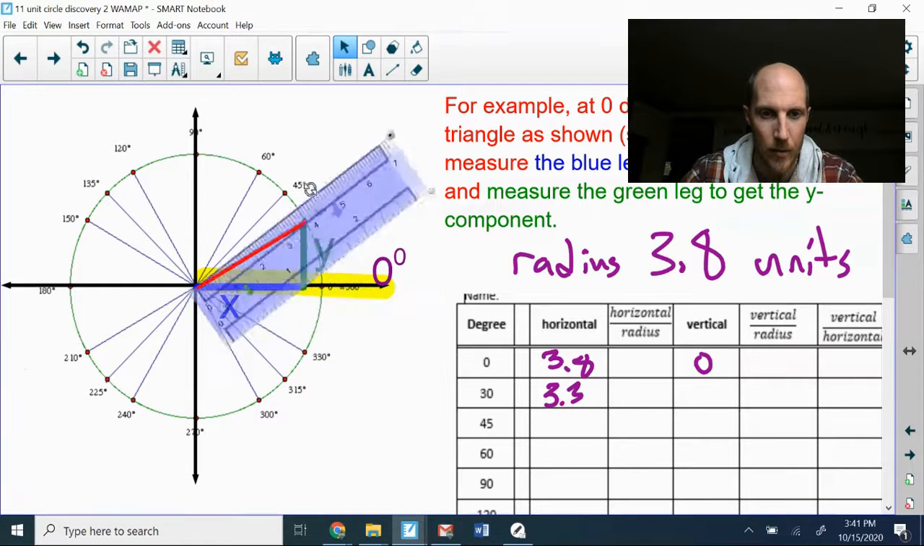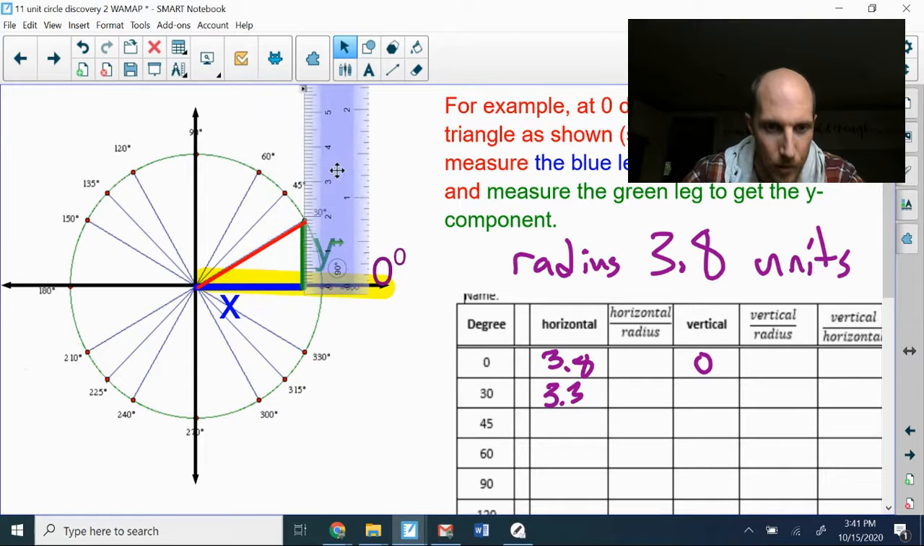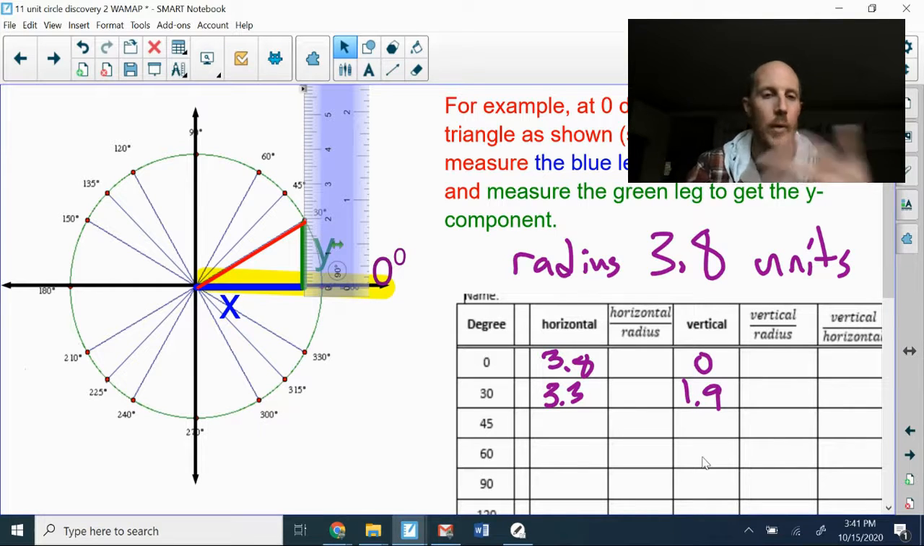And then I'm going to have to turn my ruler so I can get the vertical component. So I want to measure just the green part. It looks like 1.9. Okay, and then it'd keep going all the way around the circle. Awesome, end of part one. So I think some of your measurements probably are not so accurate, but they're within the acceptable range, so you did get full credit for everything in part one.